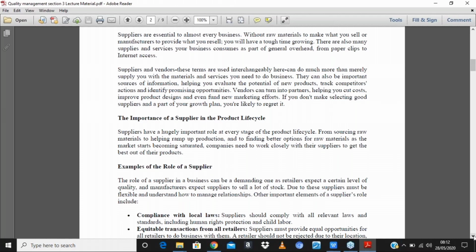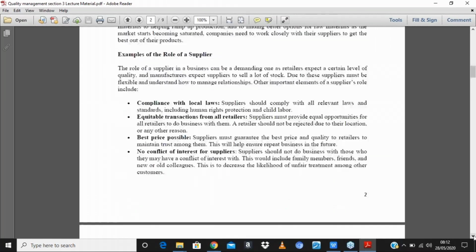The roles that suppliers play. I'm going to be a bit fast so that we can cover this material. What are some of the roles that suppliers play in providing their services? The role of a supplier in a business can be very demanding, as retailers at a certain level expect certain levels of quality, flexibility and quantity, so it's very challenging when you have to be a supplier of a particular service.